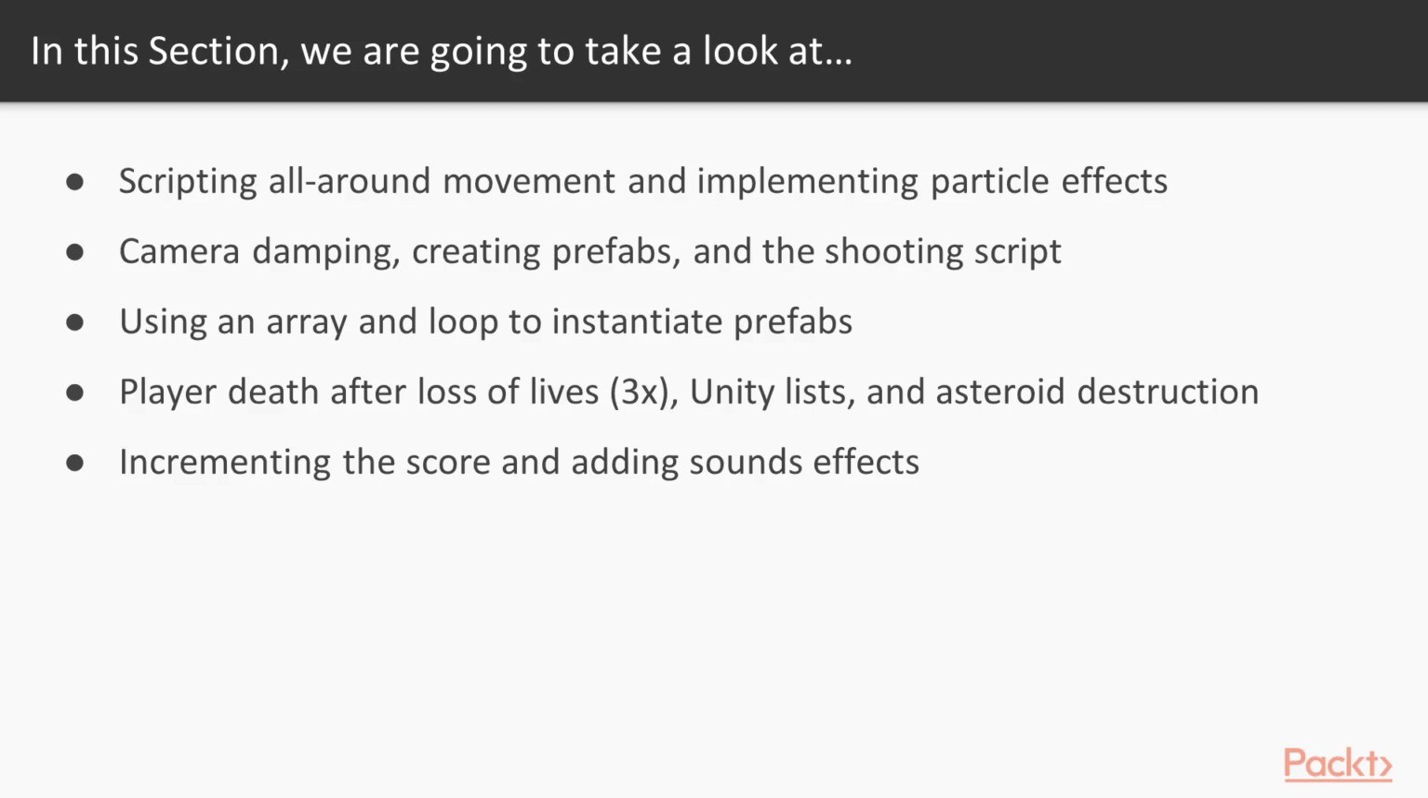The first video is going to be scripting all around movement and implementing particle effects. Next is camera damping, creating prefabs, and then the shooting script. Following that is using an array and loop to instantiate prefabs. Following that, player death after loss of lives, which is about 3, Unity lists, and then asteroid destruction. Then finally, incrementing the score and adding sound effects.